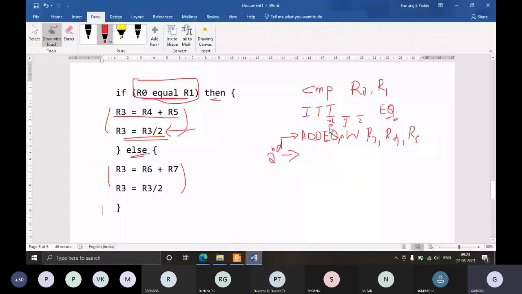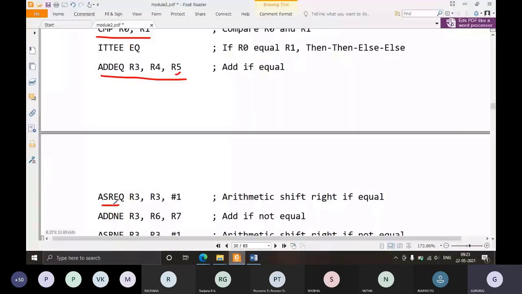So what is the second statement? R3 equal to R3 by 2. You can implement this using division as well as using the right shift by 1 bit, as we discussed yesterday. Here, he has gone for arithmetic right shift, ASR, by 1 bit.